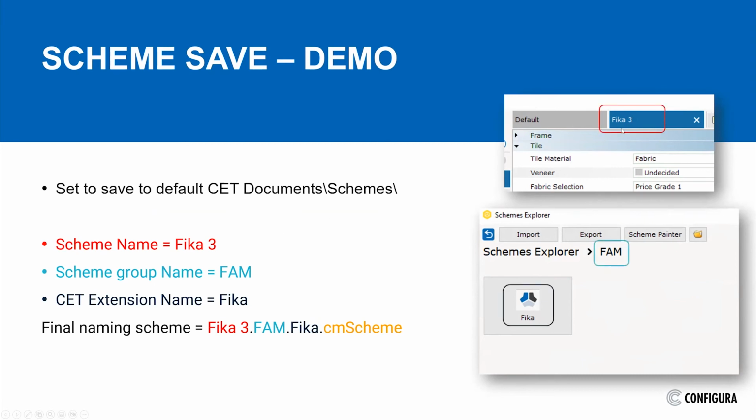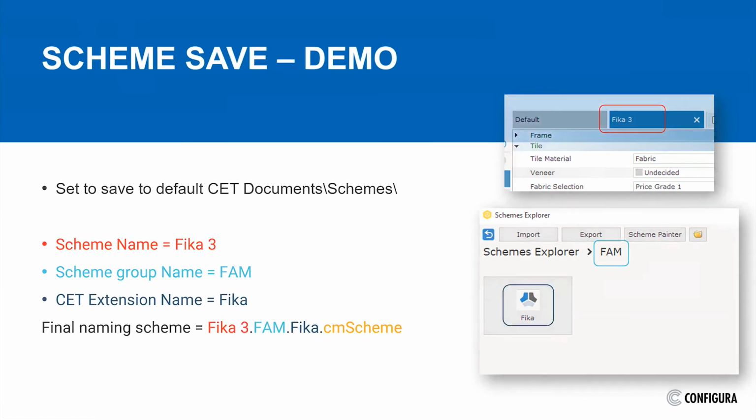All right, so by looking at these photos here, the scheme name would be Fika tree. The scheme group name would be FAN. And this is for the CT extension name Fika. So if you put everything together in the new naming convention, the new naming suffix, it will come out as Fika tree.fan.fika.cmscheme.